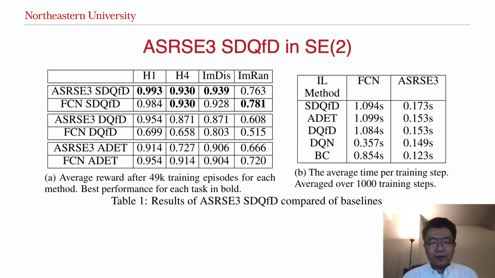In the SE2 experiment, the left table shows the performance of different algorithms at the end of training. SDQfD works the best, and ASRSE3 improves both DQfD and SDQfD compared to the baseline FCN approach. The right table shows the time efficiency of ASRSE3. Our approach is much faster than the baseline FCN approach.